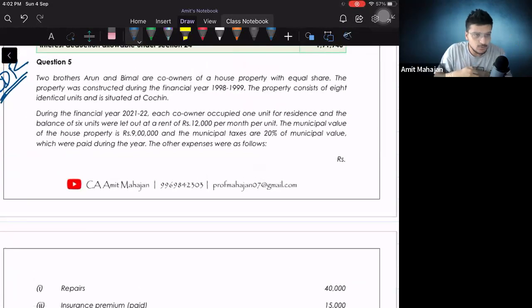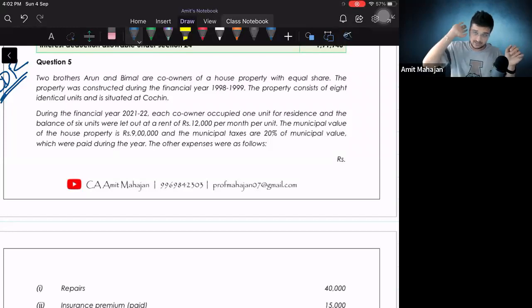Question 5, two brothers Arun and Bimal are co-owners of the house property with equal share. The property was constructed during the financial year 98-99. Constructed in 98-99. The property consists of 8 identical units and is situated at Cochin. Okay. Two brothers, property situated with equal shares.